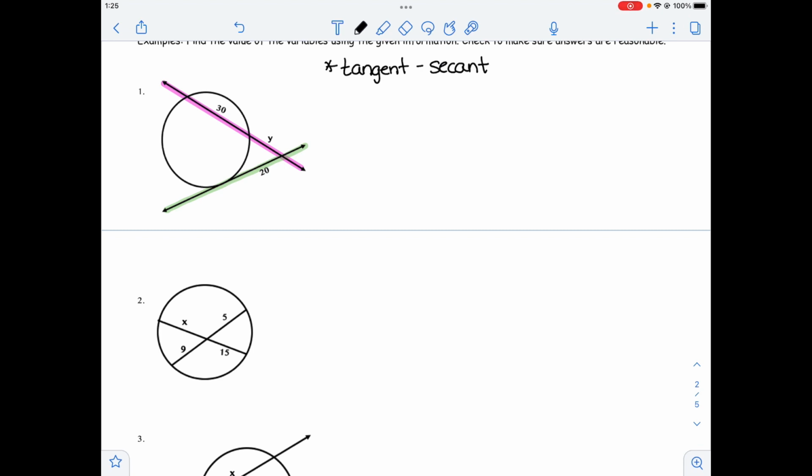So this formula we know is going to be a squared, that's the tangent, equals the outside part times that whole segment together. So our tangent piece is 20, so 20 squared. And then the outside of our secant is y times y plus 30. We're going to go ahead and distribute. So we get 400 equals y squared plus 30y.